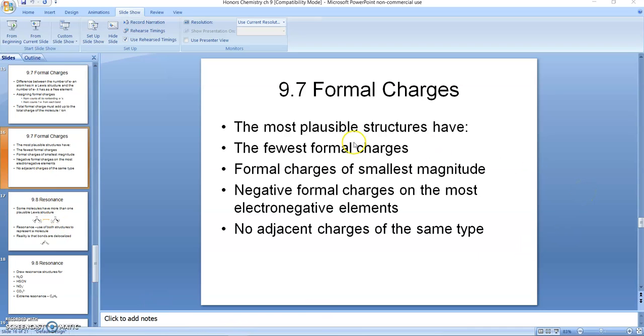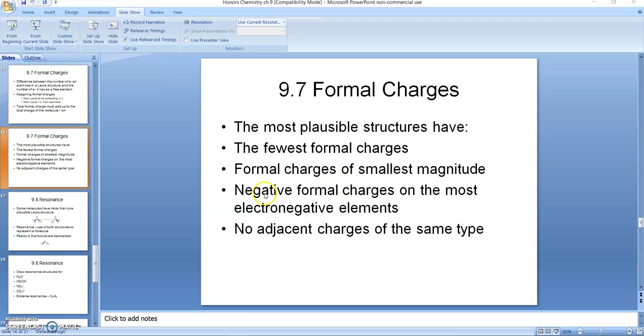The most plausible structure would have the fewest formal charges. With carbon dioxide, one had no formal charges, the other had two, one of each. The one with fewest is the better structure. Also, formal charges of smallest magnitude. Sometimes you get formal charges of +2 or -2 or even worse. If one structure has a -2 charge and another structure only has a -1 charge, that's the better structure, the one with the smallest magnitude charges. Also notice fewest charges. So if you have 3 different charges versus 2 different charges, that's better. But also smaller magnitude of charges, 1 minus instead of a 2 minus.